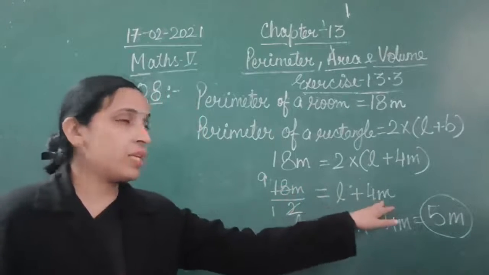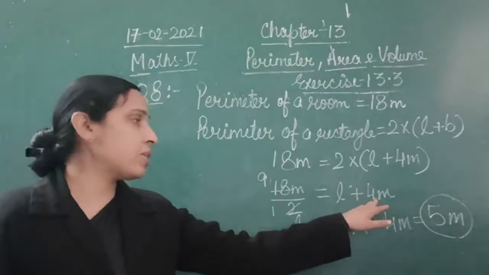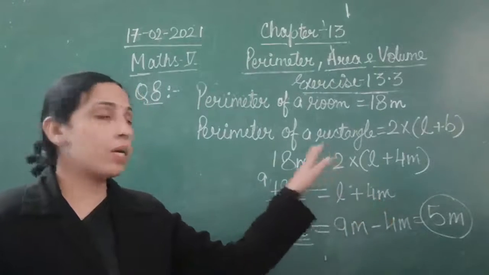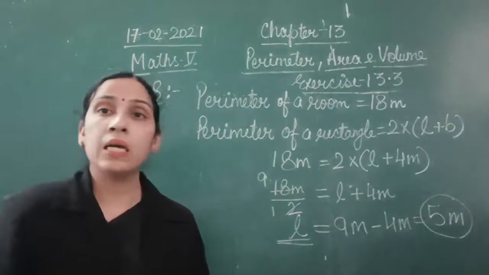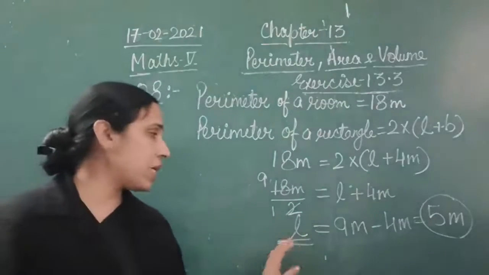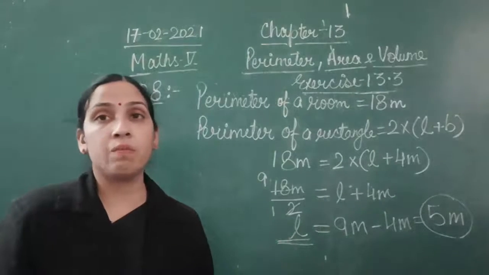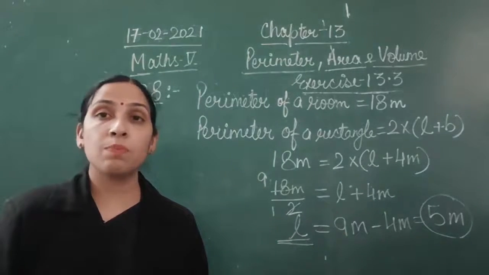Now 4 meter is in addition here, so it will go to this side and it will be subtracted. 9 minus 4, that will be 5 meter. What is the length now? That is 5 meter. Now what is the next part of the question?